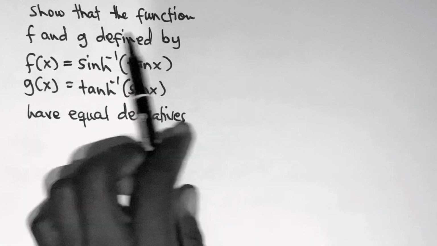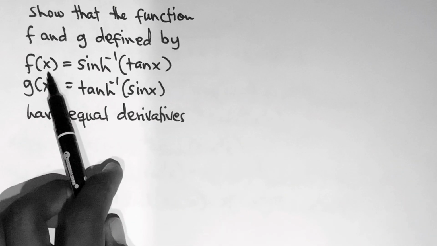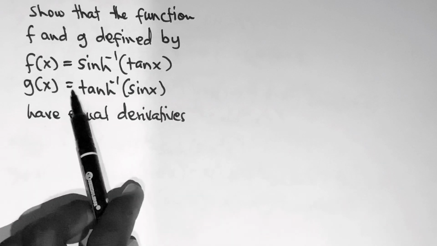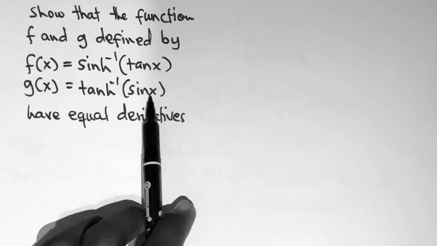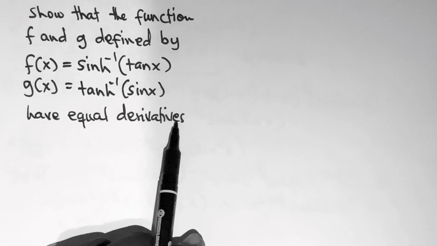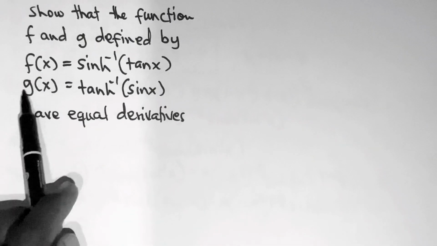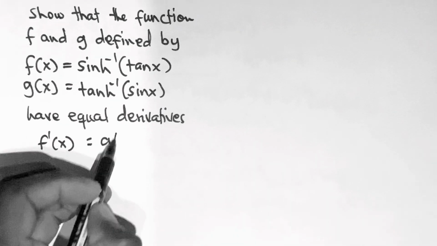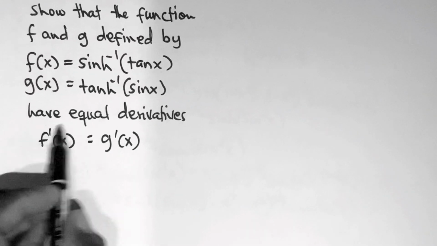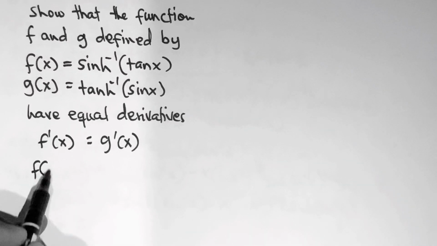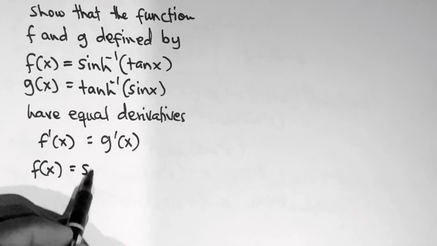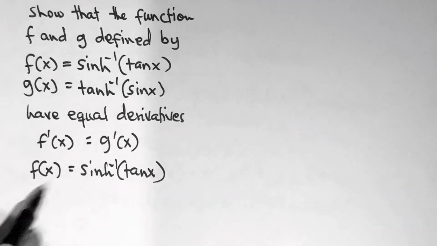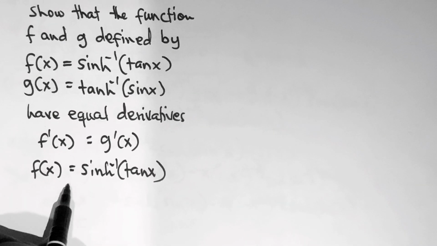Now show that the functions f and g defined by f of x equals hyperbolic sine inverse of tan x and g of x equals hyperbolic tan inverse of sine x have equal derivatives. So we are supposed to show that f prime of x is equal to g prime of x. So let's first find f prime of x. From the question, f of x is equal to hyperbolic sine inverse of tan x. So let's find f prime of x.